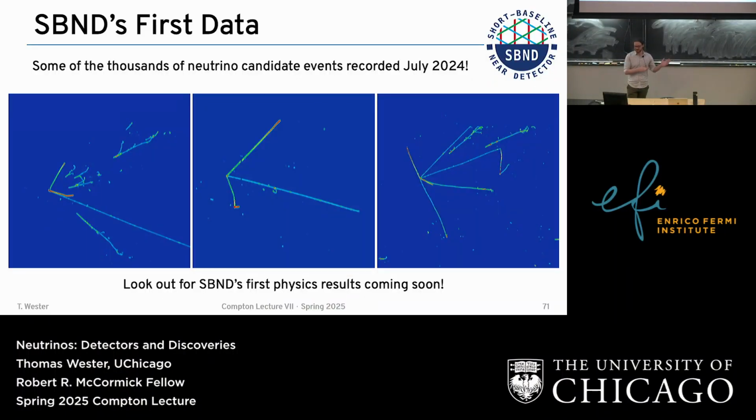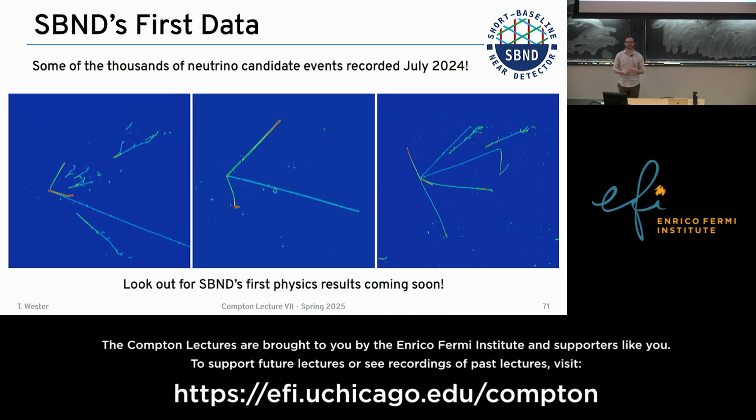Okay, and then I just want to finish off with SBND's first data. So this experiment is actually running at Fermilab right now. And it's producing already a lot of beautiful images of neutrino interactions that we hope to do a lot of great science with. So look out for SBND first physics results, hopefully in about a year, let's say, coming soon.